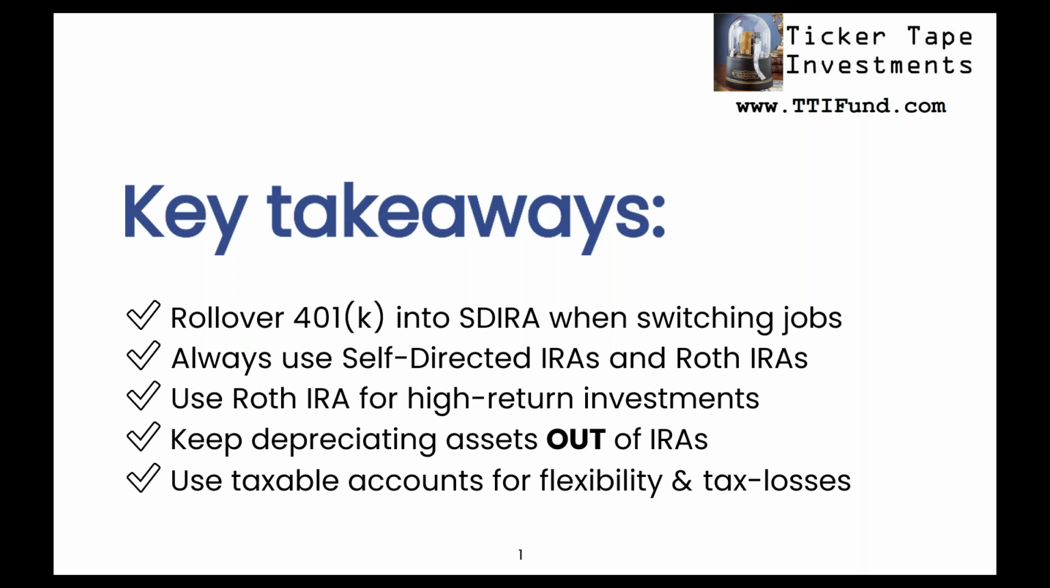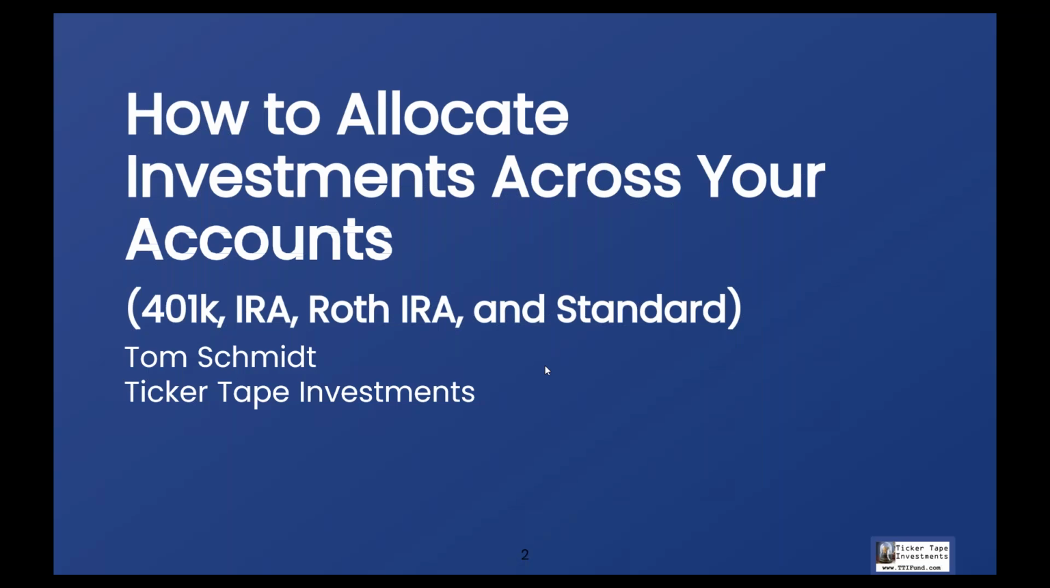Make sure you keep your depreciating assets out of your IRAs. You don't want to have tax losses occurring in your IRAs where you can't take advantage of those losses against your income. And then you want to use your taxable accounts in a strategic manner to make sure you're taking advantage of flexibility and using them to harvest tax losses.